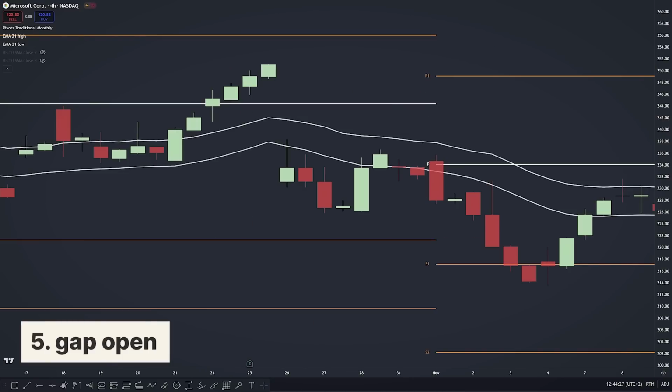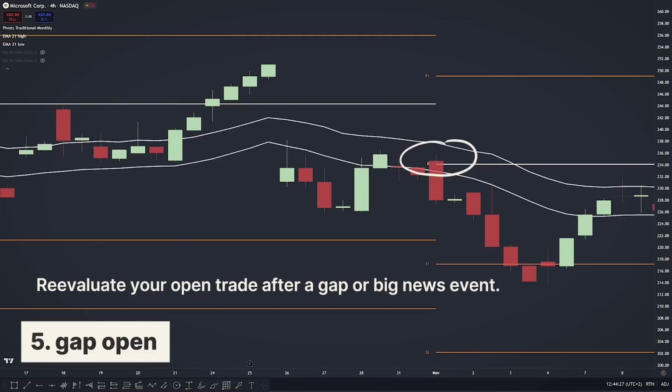Sometimes you'll face a gap open or a surprise news event that sends price far beyond your pivot or your Bollinger Band. That can happen after weekends or major announcements. In that case, reevaluate. If price already soared past your pivot, do not chase. Wait for a retest or a new pivot to form. Swing trading thrives on patience. You do not have to be in a trade every single day.